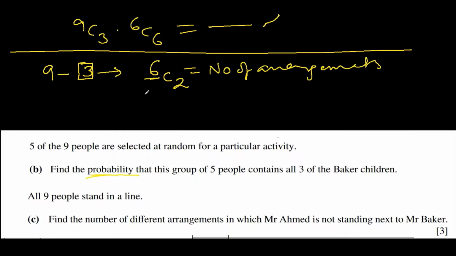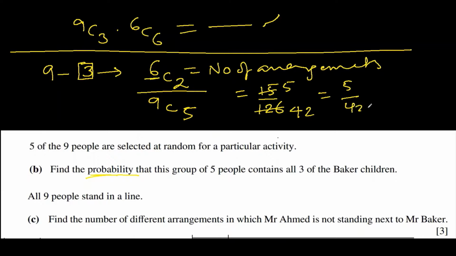But they're saying probability. That means we have to divide this by total selection. Total selections are 5 out of 9. So if we divide it, we'll get our probability. This comes out to be 15 out of 126. So we can divide by 3, 4, 2. Okay, this is the probability, 5 out of 42. You can also convert it to decimals if you want.